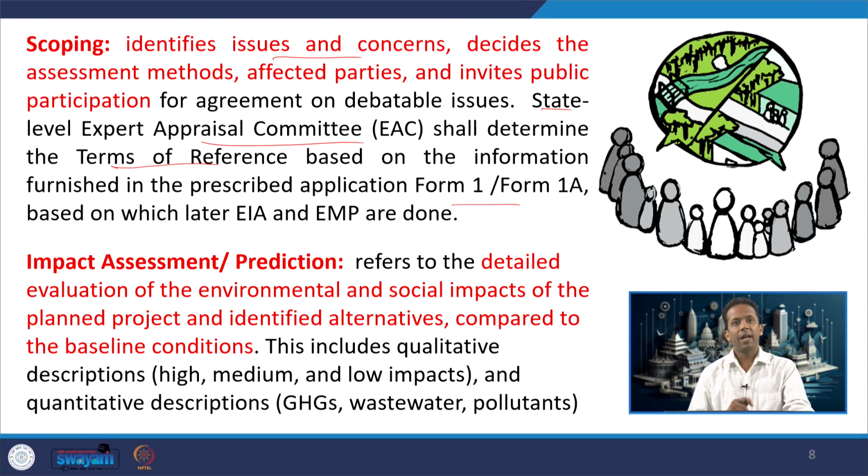So, impact analysis refers to the evaluation of environmental and social impacts of the planned project and alternatives compared to the baseline conditions. So, how do we get baseline conditions? By doing some measurements, like I told you, if it is a rapid EIA, you do measurements for a season, 2-3 months. If it is a comprehensive EIA, we would be doing measurements for 1 year or even more than that. So, those measurements or descriptions can be qualitative in nature or quantitative in nature.